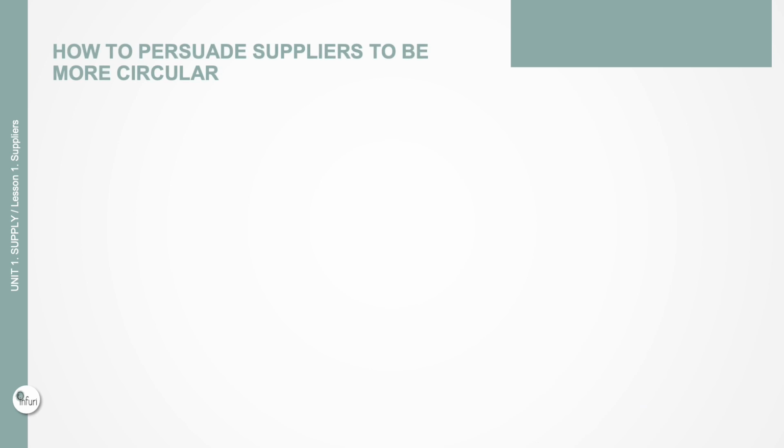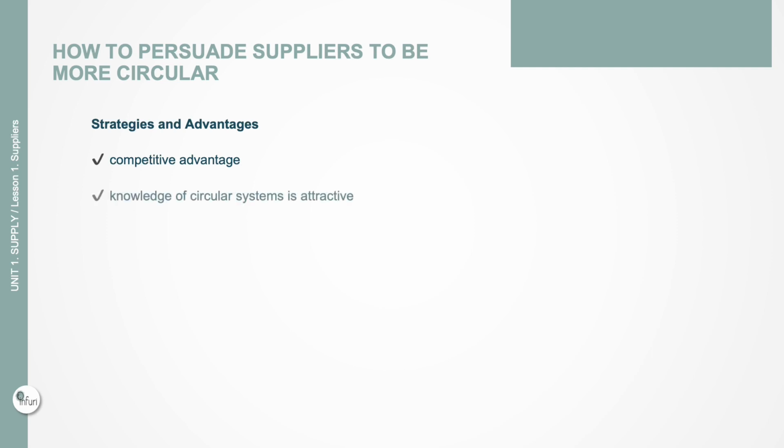Strategies to persuade suppliers to be more circular. There are many advantages of adopting circular design and circular economy principles. Knowledge is attractive. Being familiar with circular economy principles and the ability to reason and to operate accordingly is a competitive advantage. Understanding circular systems can lead to new business opportunities. A company can only be as circular as the suppliers it sources from.